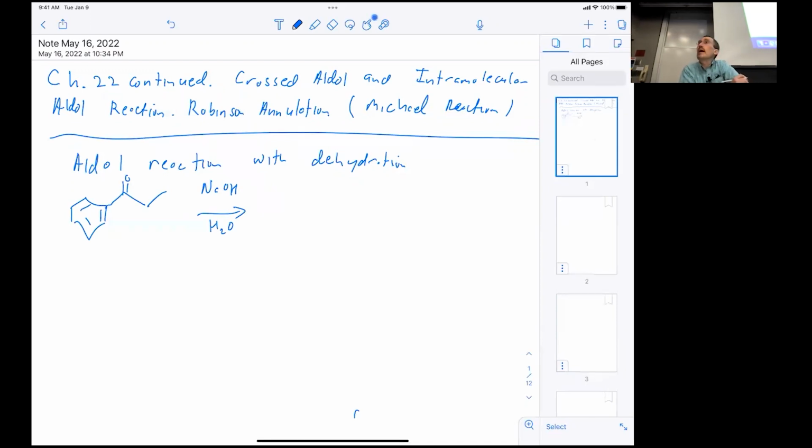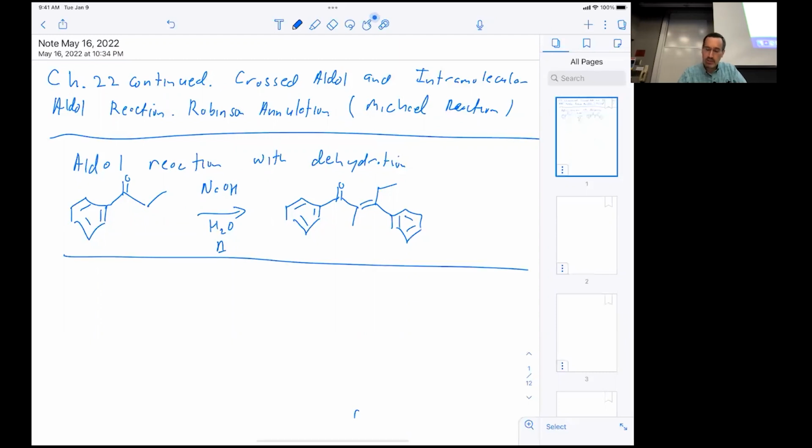And at the very end, I pointed out that typically, if you warm the reaction up, you can end up losing water. And so I think the last example I provided was two molecules of propiophenone coming together, like so. There you have a dehydration. So I presume you've already seen this, but I think this is a good starting point now for the crossed aldol reaction.